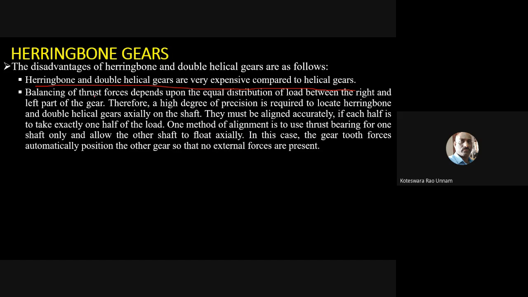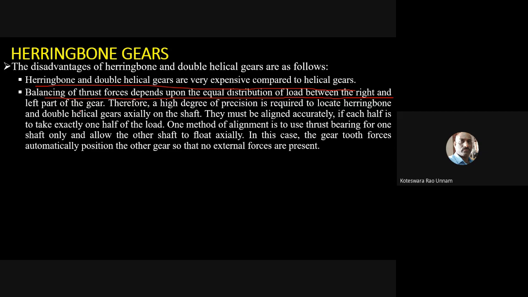Then the other disadvantage is that balancing of thrust force depends upon the equal distribution of load between the right hand and left part of the gear. Here we said the advantage of herringbone gears is they can cancel out the thrust in the gears itself. That means if one gear produces the thrust force in the rightward direction, the other generates the thrust force in the leftward direction. So these two forces will cancel out each other. Therefore, the net thrust force is going to be 0.